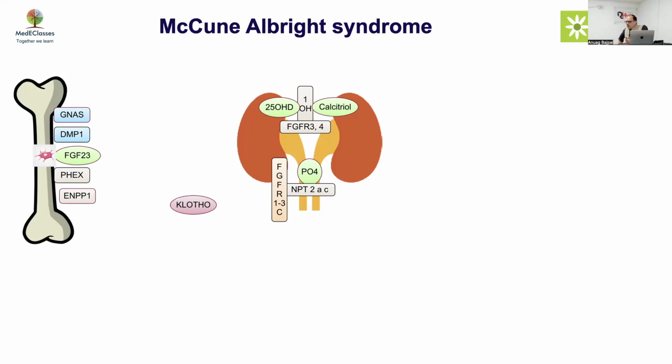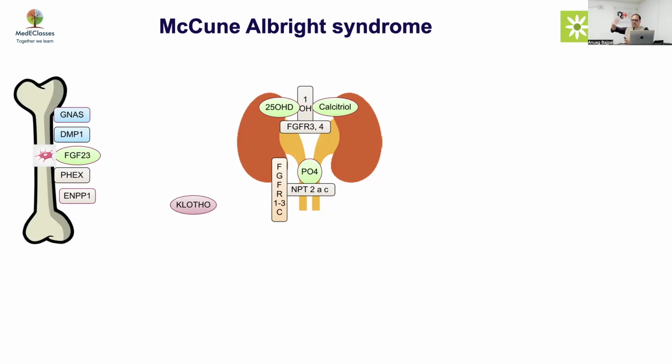McCune-Albright syndrome, we all know, is a problem of the GNAS1 gene, in which multiple somatic areas where the GNAS1 gene is activated, you will have peripheral precocious puberty because of ovarian cyst, you will have cafe au lait spots, you will have bony deformities, you will also have hypophosphatemic rickets, growth hormone excess, and thyrotoxicosis.